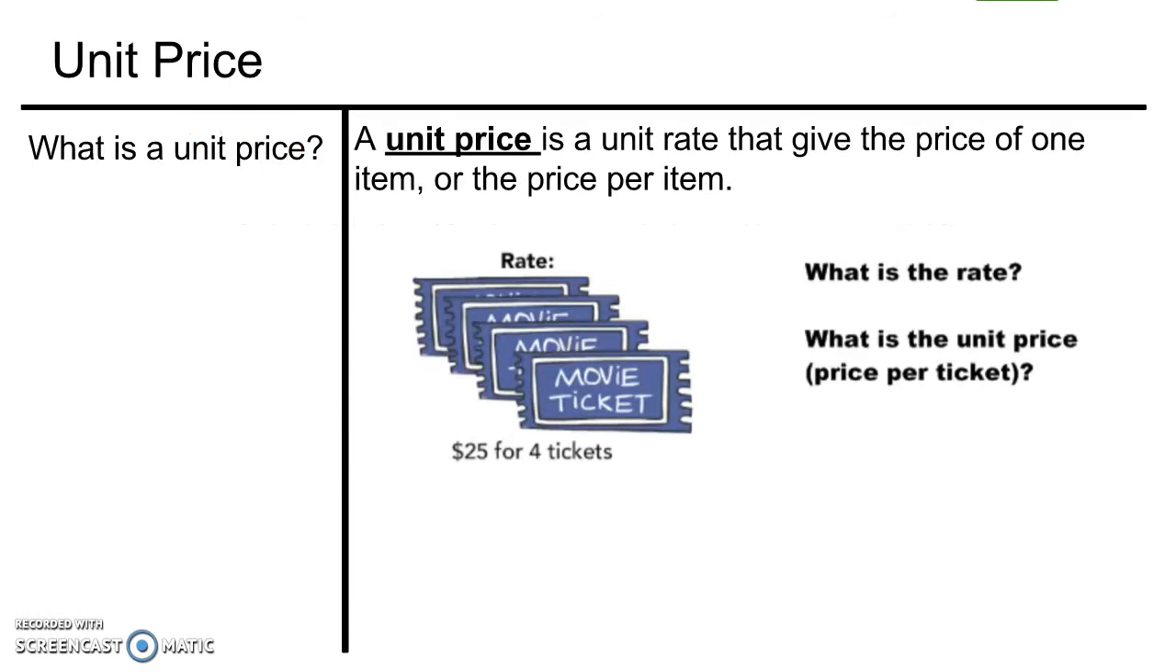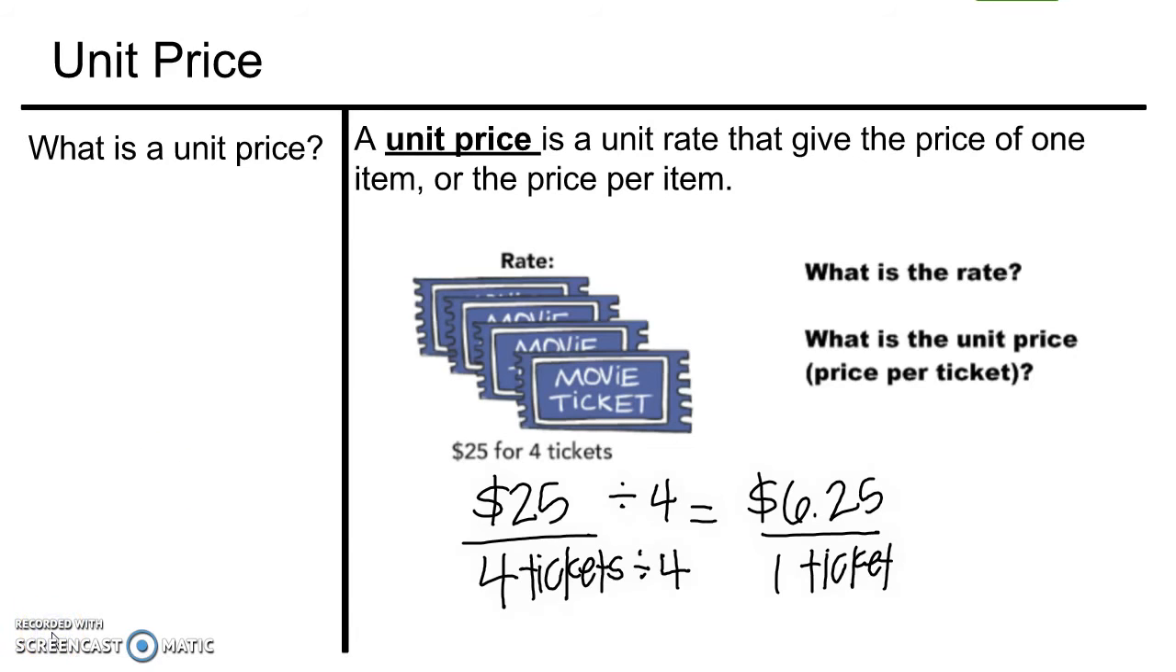All right, next, a unit price is a type of unit rate. It's finding the cost per item, though. So instead of talking about per one something, we're talking about the cost per one item. So here, if we have $25 for 4 tickets, go ahead on your own, hit pause, and find what the unit cost would be per ticket. So if we have $25 for 4 tickets, again, I divide by the number in the denominator to get that denominator of 1. It would be $6.25 per ticket.